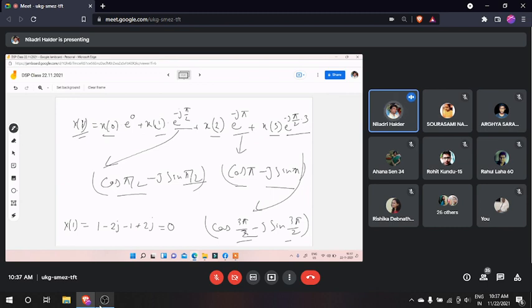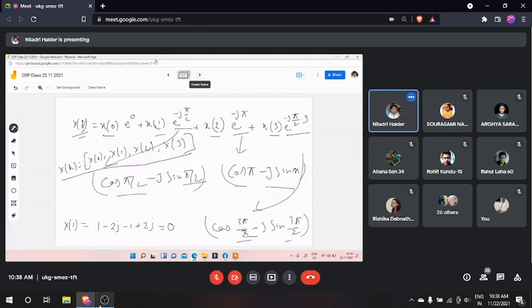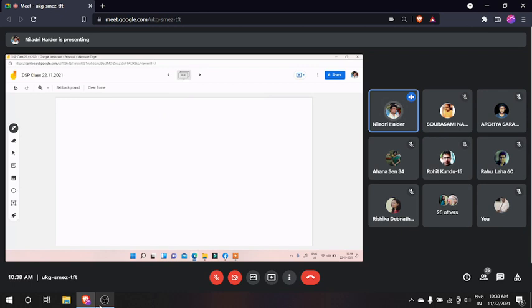Is that clear how to calculate? Yes, sir. Okay. So in that way you have to calculate X2 and X3. So if you get X0, X1, X2, X3, that is the value of Xk. So your Xk will be simply X0, X1, X2, X3, and that will be your result, or the DFT of x[n]. So initially you have to solve it in that way.